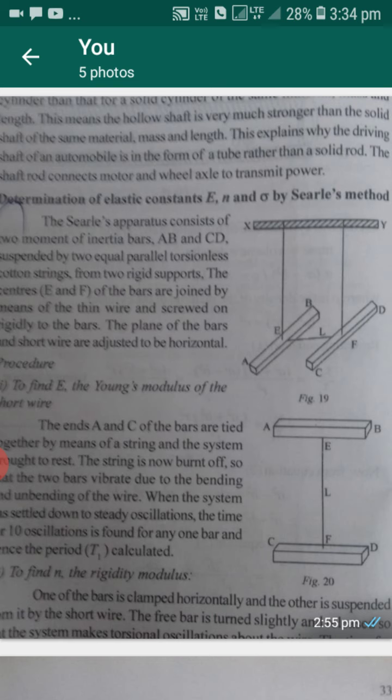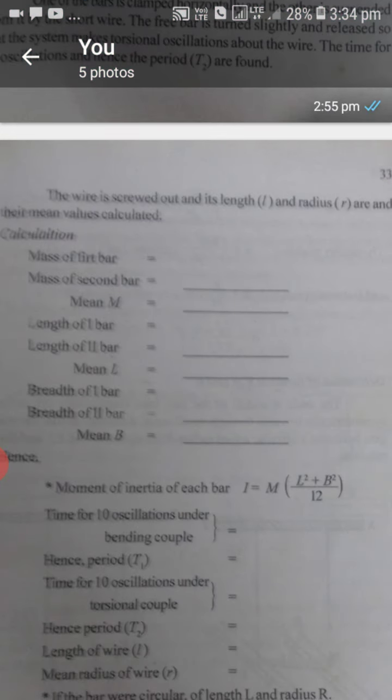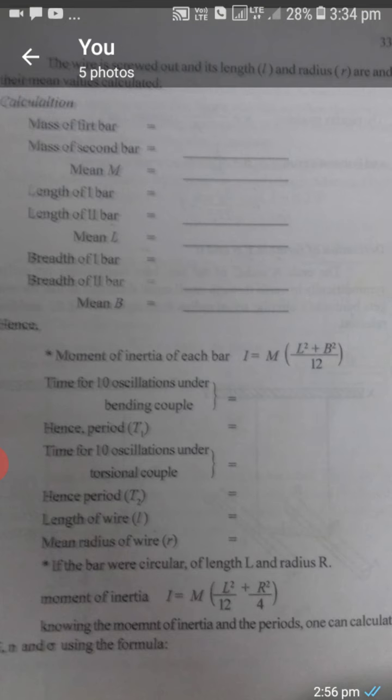Then next you remove the wire. Then you find the length small l and radius small r of the wire. Then next is the calculation. For the calculation, first you find the mass of the first bar AB. Then you find the mass of the second bar. Then you take the mean.